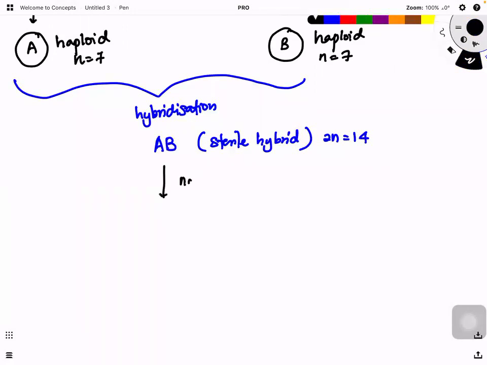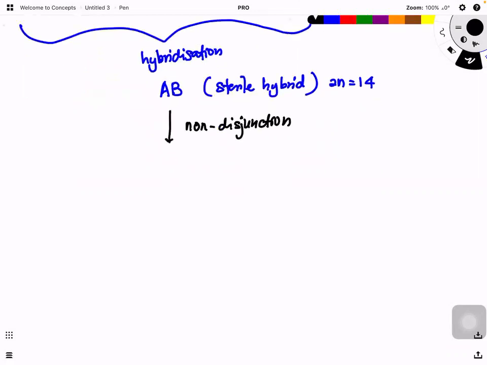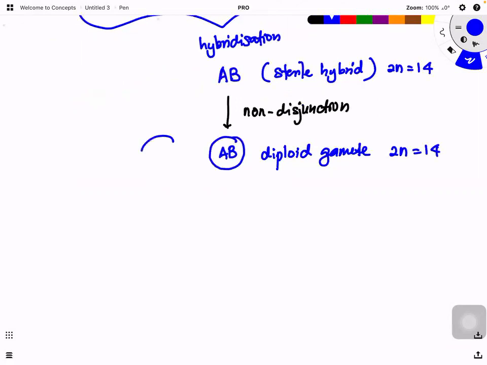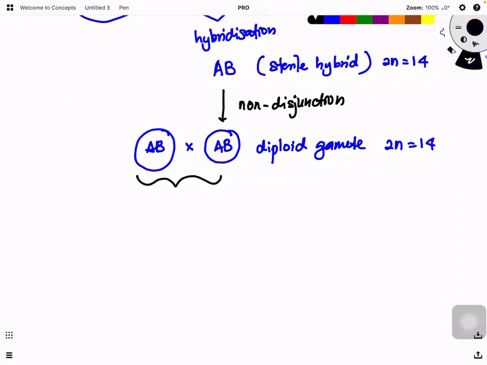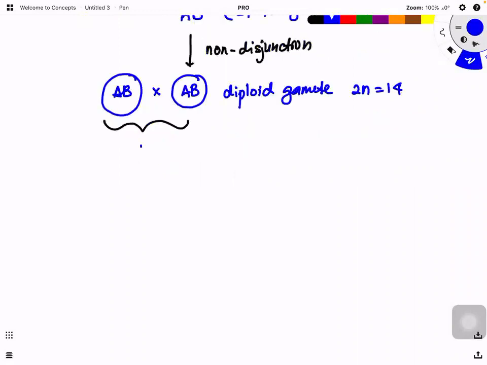In the gametes, if non-disjunction takes place, then they will produce diploid gametes. The circle means gamete, so this is a diploid gamete, 2n equals 14. When these two diploid gametes fertilize together, you form AABB. This one is now 4n equals 28, so we call it a tetraploid.